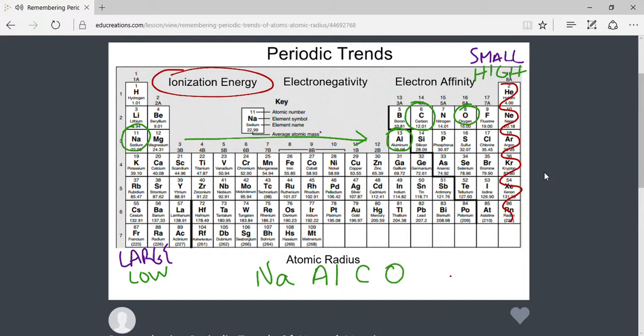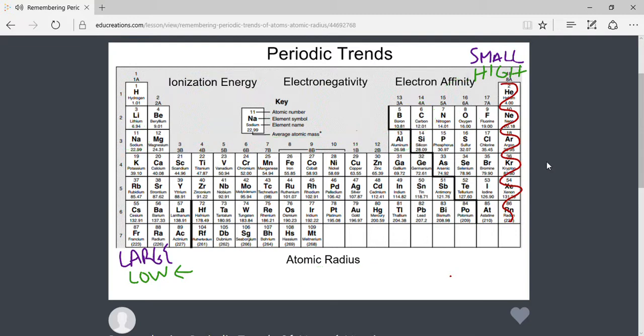The simple memory tool of writing the words low in the bottom left-hand corner and high in the upper right-hand corner helps us remember the trend or pattern for ionization energy. Let us look at the trend or pattern for electronegativity. Electronegativity will follow the same pattern as ionization energy. Therefore, we can use the words low and high that we've already written on our periodic table.